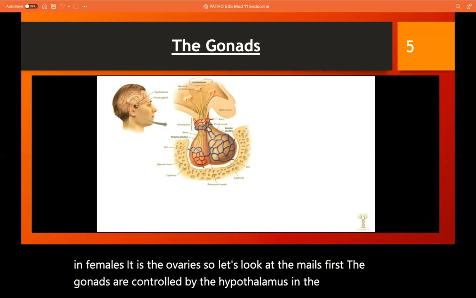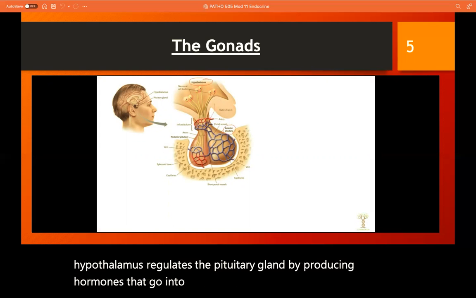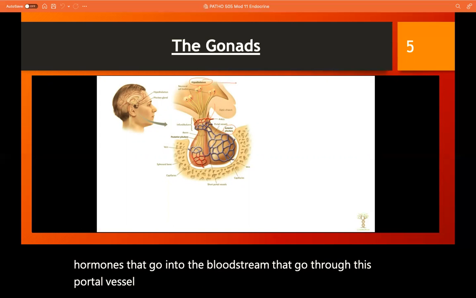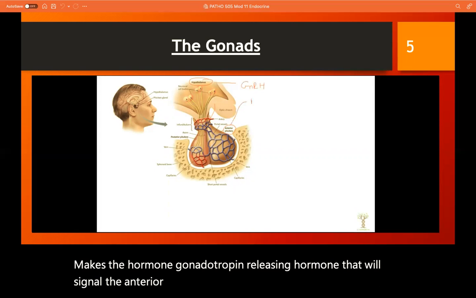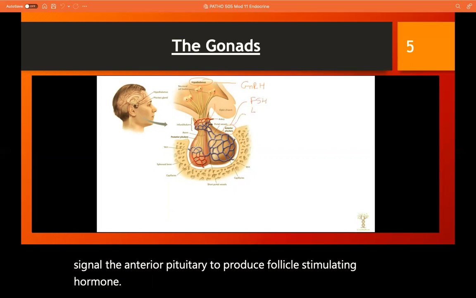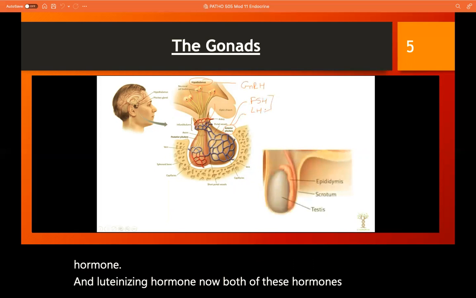The hypothalamus regulates the pituitary gland by producing hormones that go into the bloodstream, through this portal vessel system. When the hypothalamus makes the hormone gonadotropin releasing hormone, that will signal the anterior pituitary to produce follicle stimulating hormone and luteinizing hormone. Now, both of these hormones will impact the gonads.